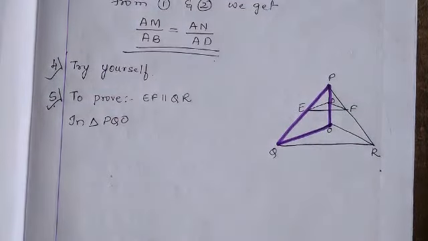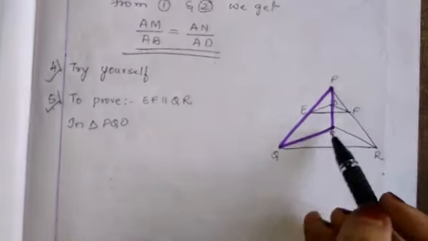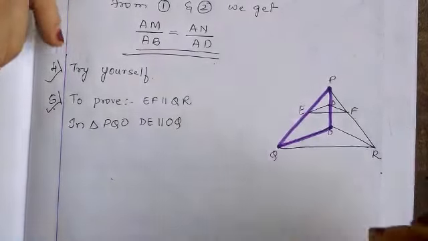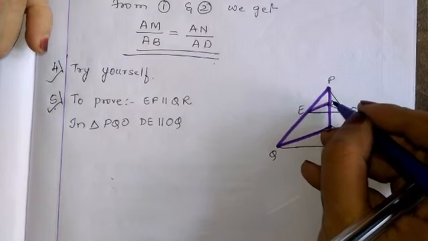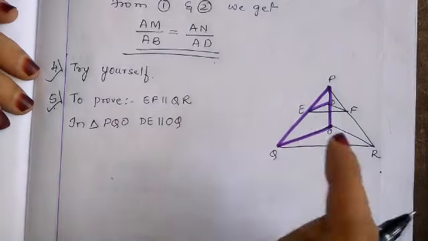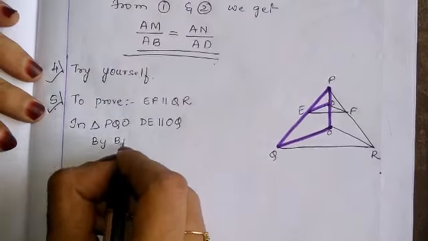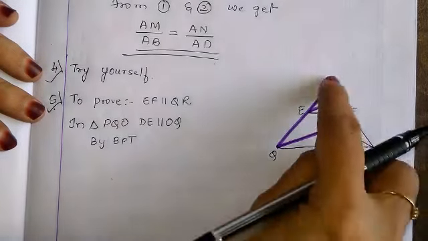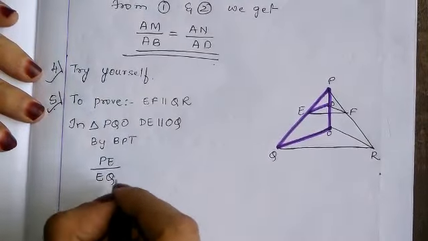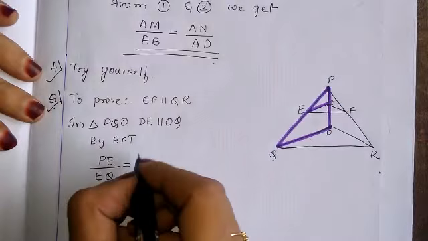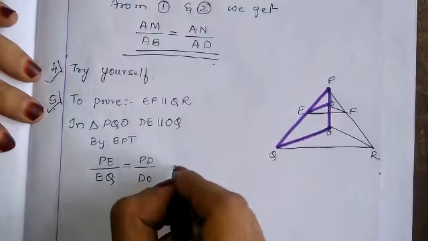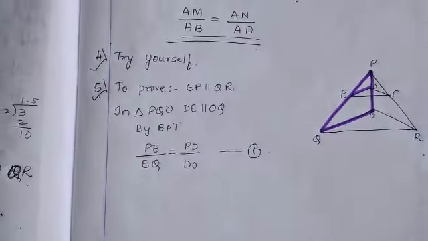What they have told in PQO is DE parallel to OQ. I'll highlight DE parallel to OQ. So by BPT, PE by EQ is equal to PD by DO. This is equation 1.